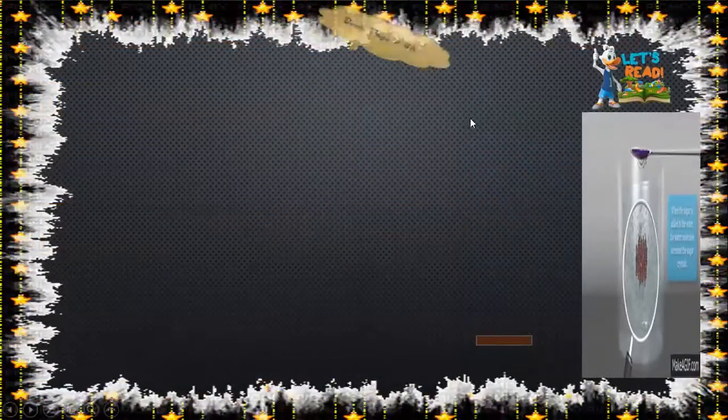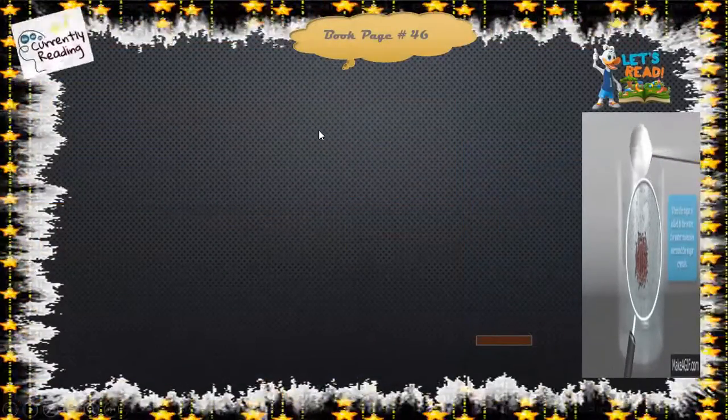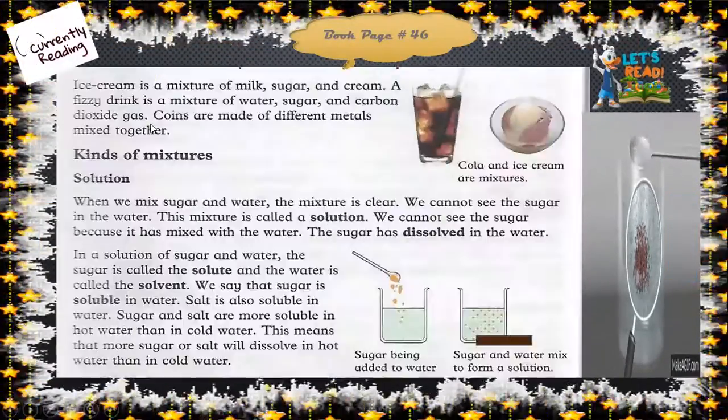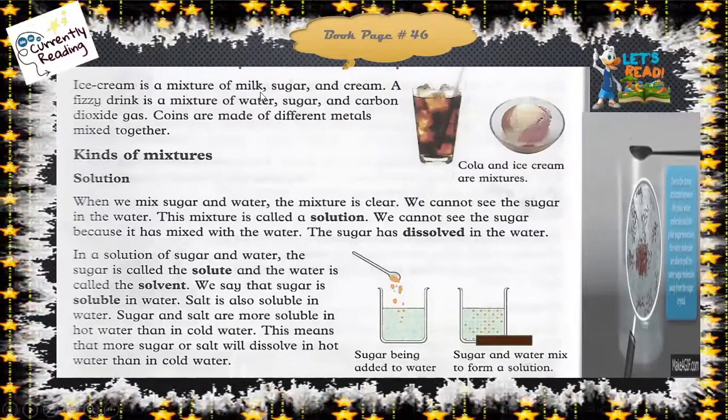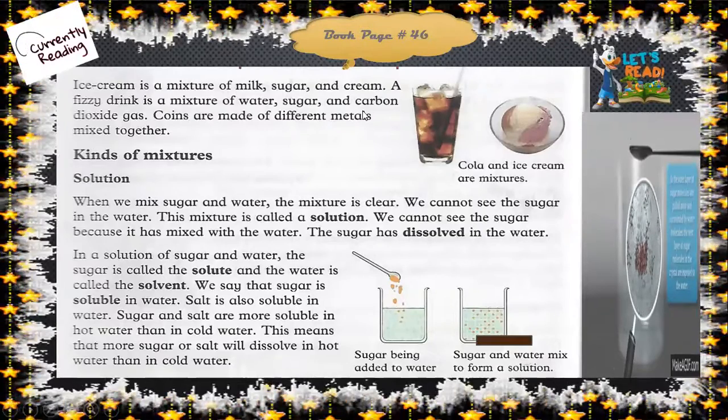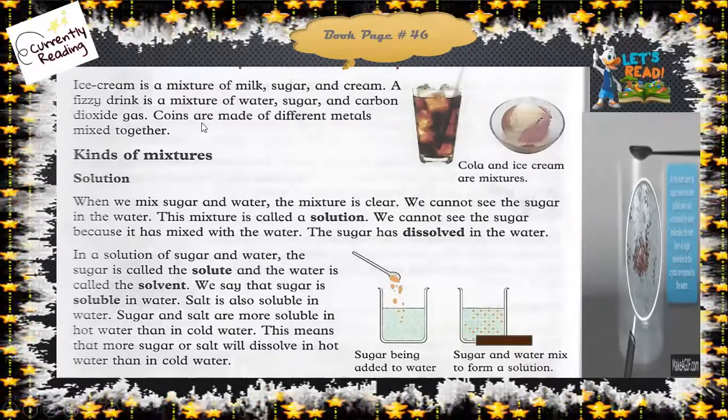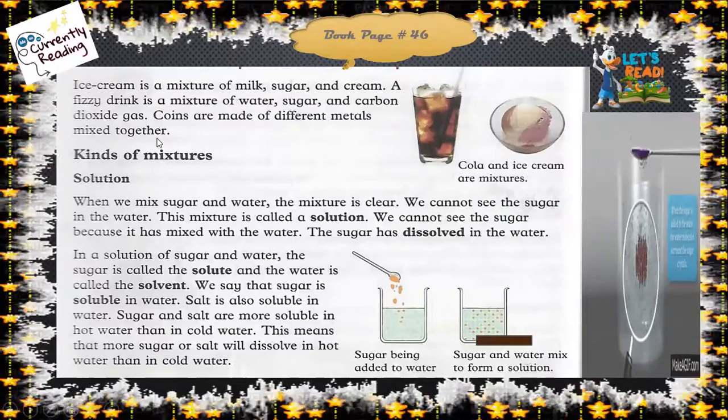Now we are moving on to today's session, book page number 46. Ice cream is a mixture of, it's a continuation of the topic mixture. Ice cream is a mixture of milk, sugar, and cream. A fizzy drink is a mixture of water, sugar, and carbon dioxide gas. Coins are made of different metals mixed together.